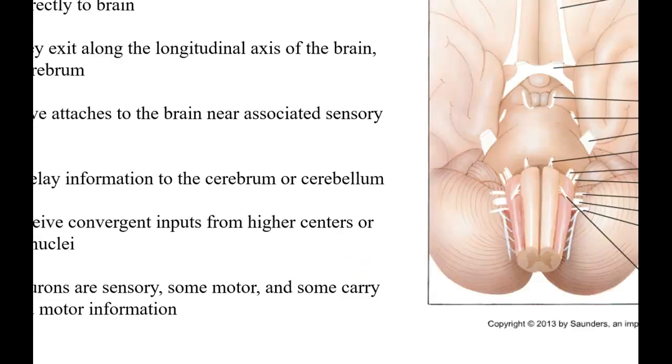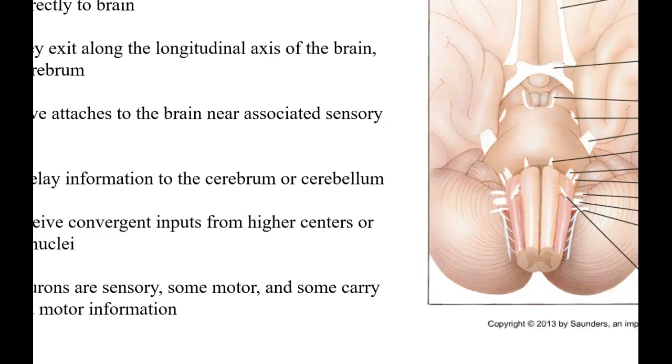So now we're going to begin the cranial nerve section. The cranial nerves are 12 pairs of peripheral nerves that emerge from the brain. They connect directly to the brain. So here's a picture of it on the right. They are numbered as they exit the longitudinal axis of the brain, starting at the cerebrum. Each cranial nerve attaches to the brain near its associated sensory or motor nuclei. And again, the nuclei are groups of cell bodies, right? So the cranial nerve is close to whichever nuclei it's associated with.